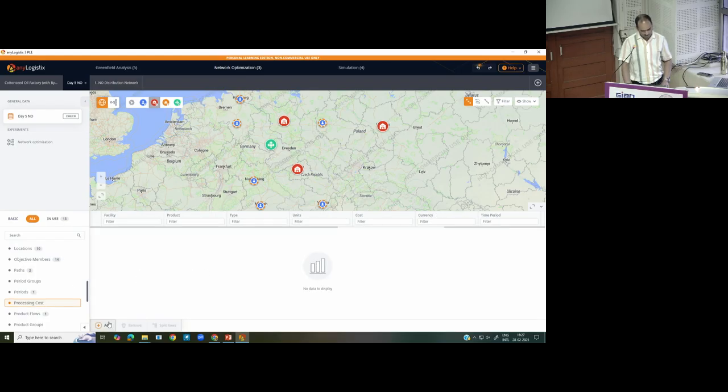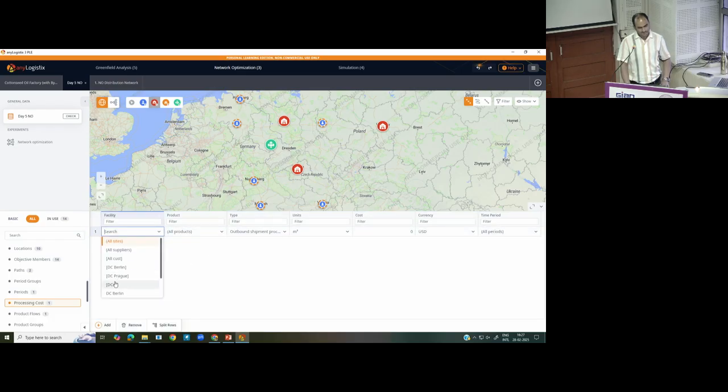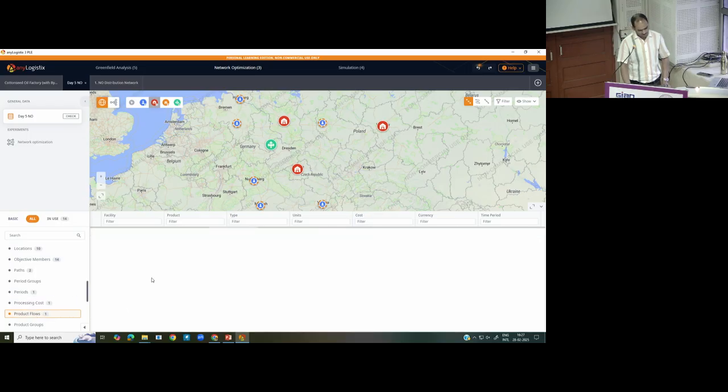Processing cost, now we need to add the processing cost. Processing cost of where? All DCs or one DC? All DCs. And then this is for all products, outbound shipment. How much is that cost? 0.01 USD per meter cubic, am I right? Okay, processing cost is the product flows.